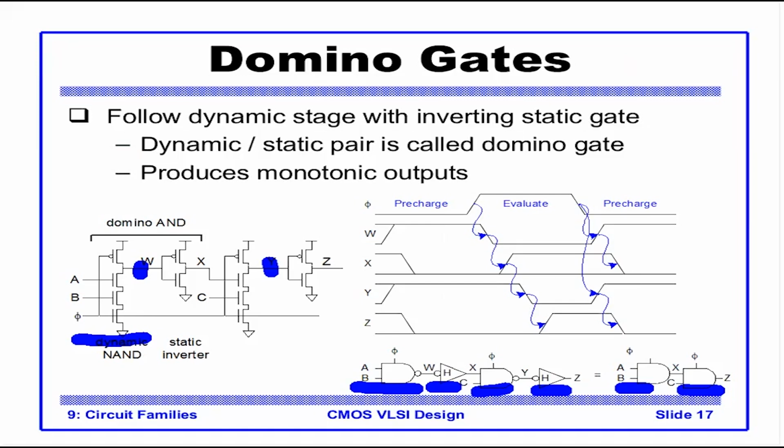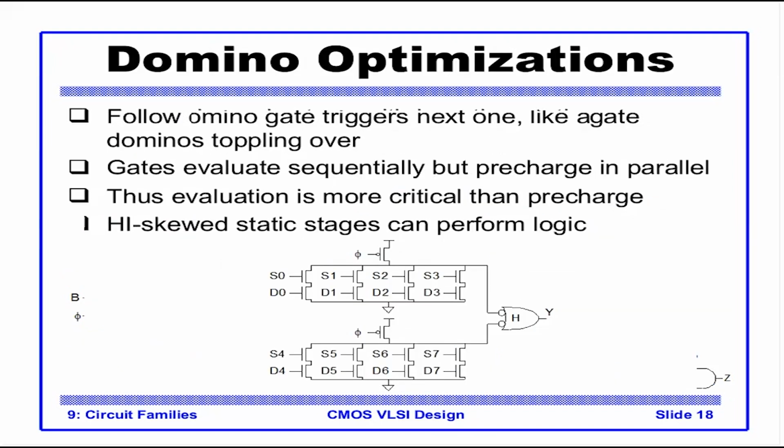Why? Because W will get the effect of A or B after some time, and Y will get the effect of X after some time. So evaluate happens sequentially, but pre-charge happens in parallel. So evaluation obviously is more critical than pre-charge. This is one example of a gate. This is an example of a footless domino.